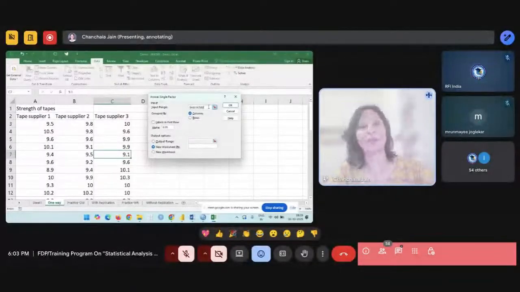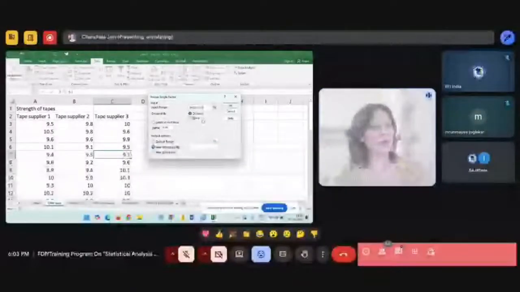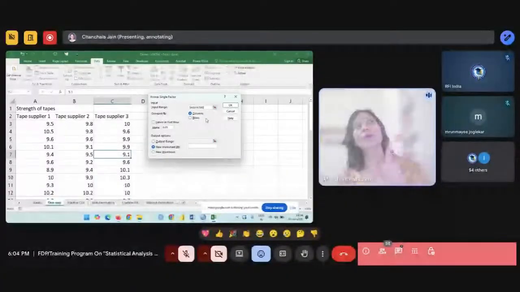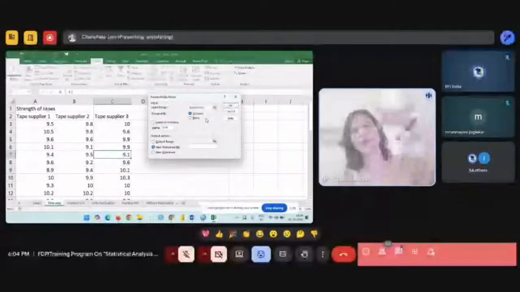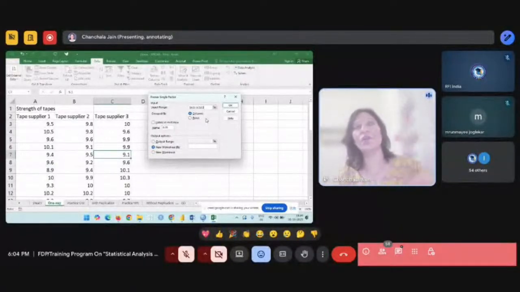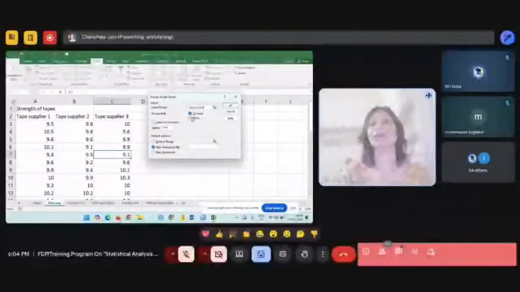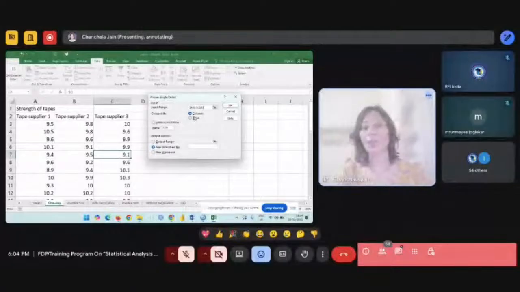Now it is asking whether the data is grouped by columns or rows, meaning whether the range you selected is arranged in columns or rows. Our data is in columns: first supplier's data in the first column, second in the second column, third in the third column. So we keep the default option. If your data is listed in rows, in that case we would go with rows.